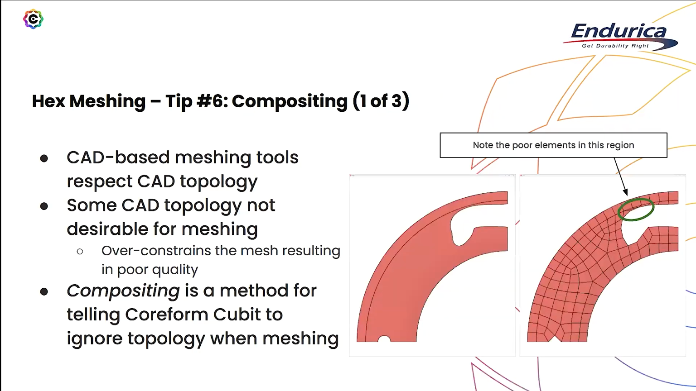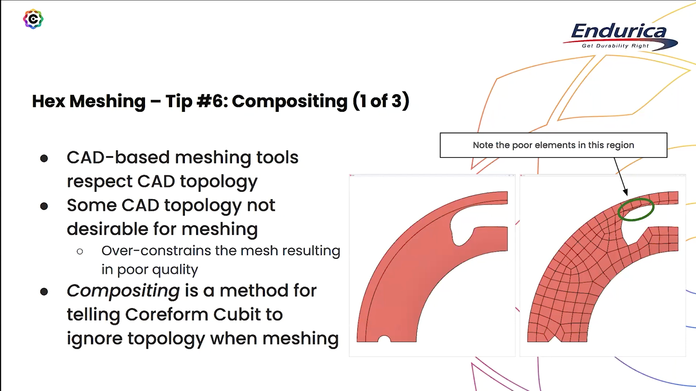The sixth tip is compositing. Other tools you may be familiar with this. It's sometimes called virtual topology. And in fact, in Cubit, in the user manual, we refer to it also as it creates virtual geometry.